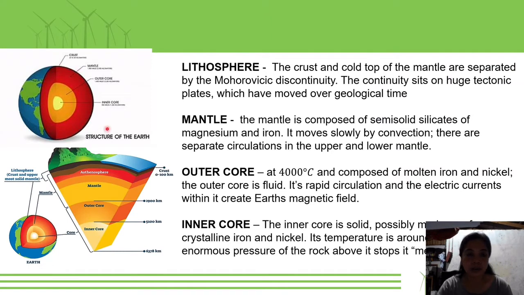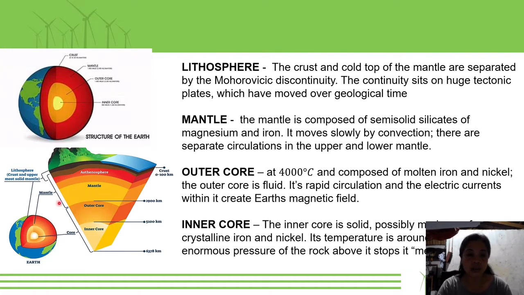So we can see now the structure of our planet Earth. It has a lithosphere, mantle, outer core, and inner core. The lithosphere, which is the crust and top of the mantle, is separated by the Mohorovicic discontinuity. The lithosphere sits on huge tectonic plates which have moved over geological time.